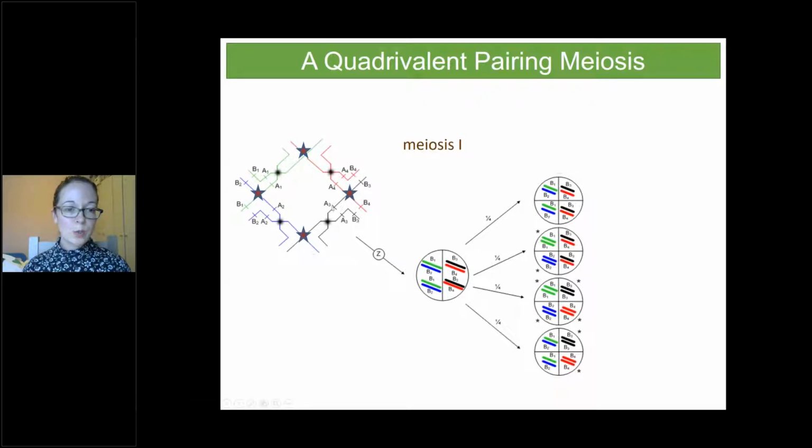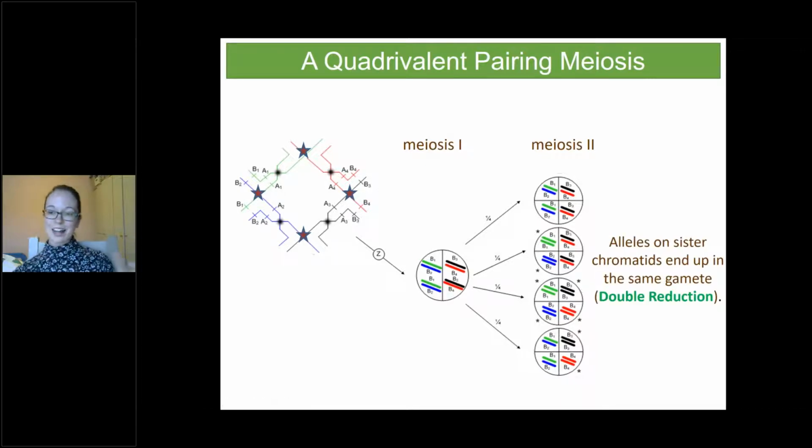So if you get a crossover between a gene and the centromere, which is these black blobs in the middle here, in this ring configuration, what can happen is that when the chromosomes separate in meiosis 1 and then meiosis 2, you get the chromatids separate, you get these results. Each of these quadrants is a gamete here, and the gametes which are highlighted with the asterisk are the unique ones here. So what's happened is that alleles carried on the sister chromatids have ended up in the same gamete. And this is a phenomenon that would never happen in diploids, and we call that double reduction.